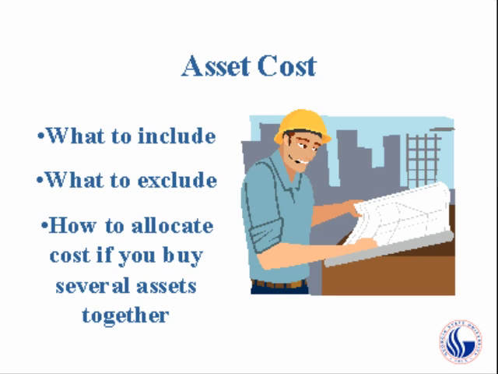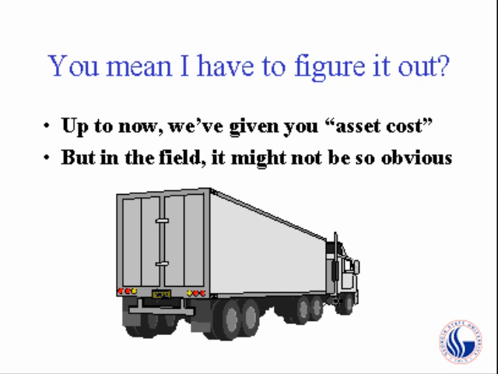Today's lesson is on asset cost. What do you include? What do you exclude? And if you buy many assets at the same time, how do you allocate the cost?